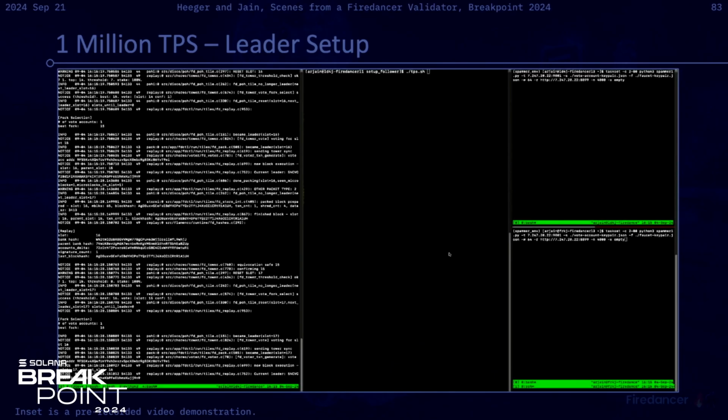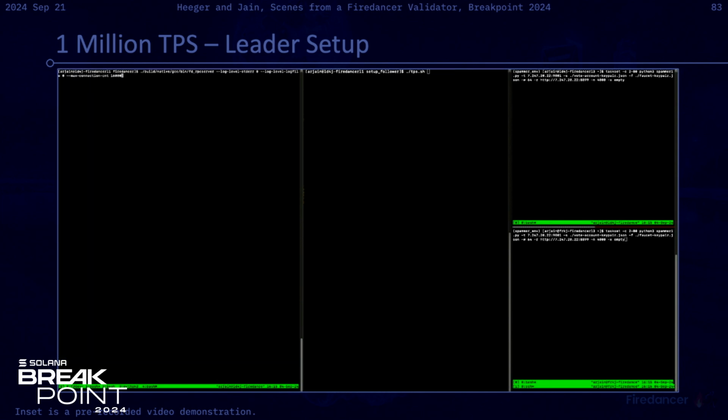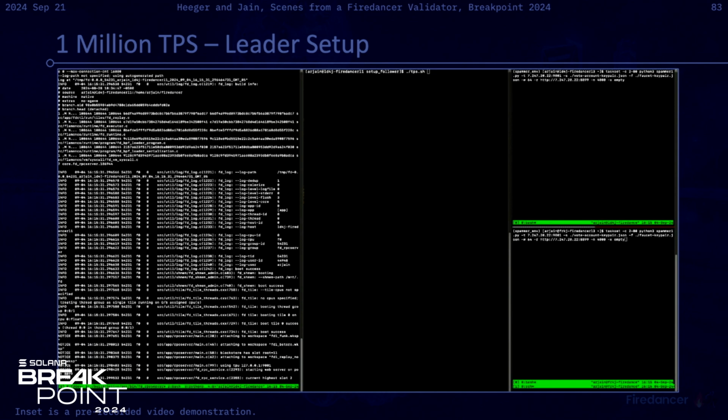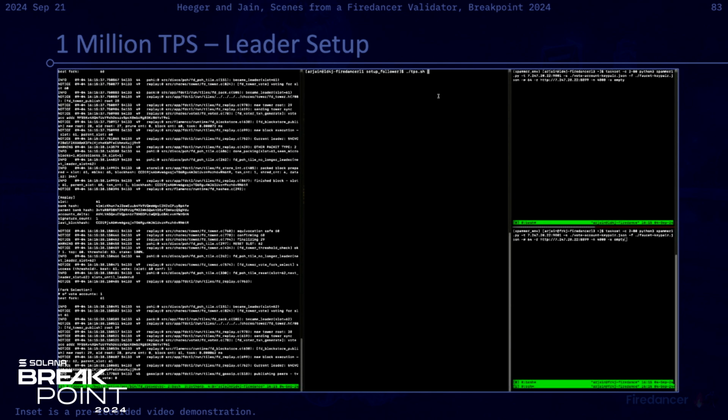OK, let's start with the first demo. Here we will show you the leader coming up and starting to keep up with 1 million transactions per second. On the left is the leader node, having just started from Genesis. Right now, it is only processing 1 transaction per slot. I also start up our RPC service, so we can start receiving transactions from the transaction generators.